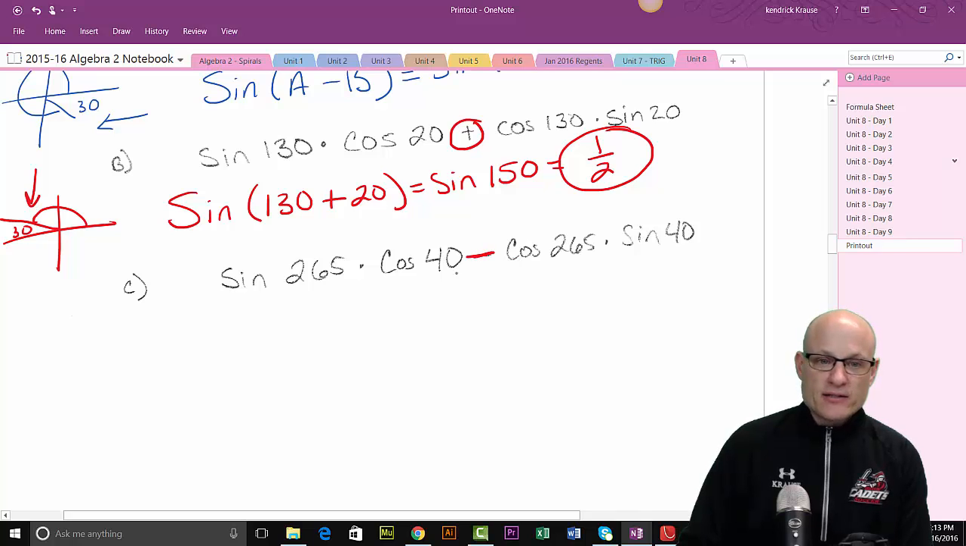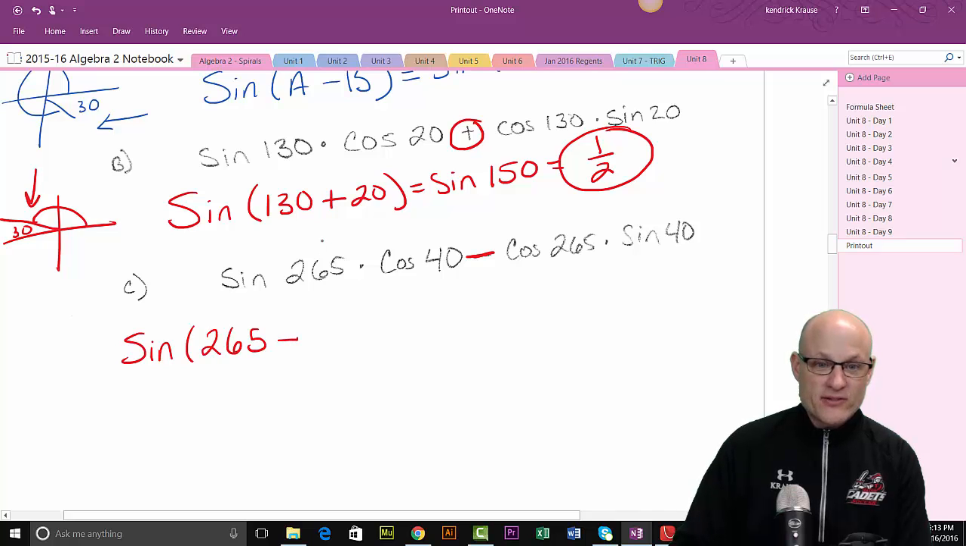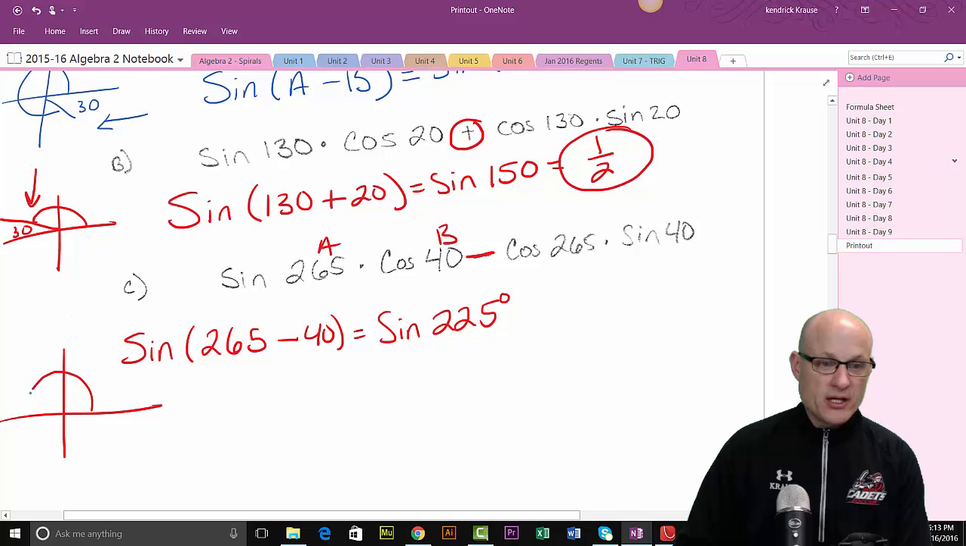This time we're subtracting. So I'm going to say this is equal to the sine of 265 minus, this is A and this is B, 40. Well, that's really just equal to the sine of 225 degrees. Well, 225 degrees is going to be in the 3rd quadrant, and it makes 45.